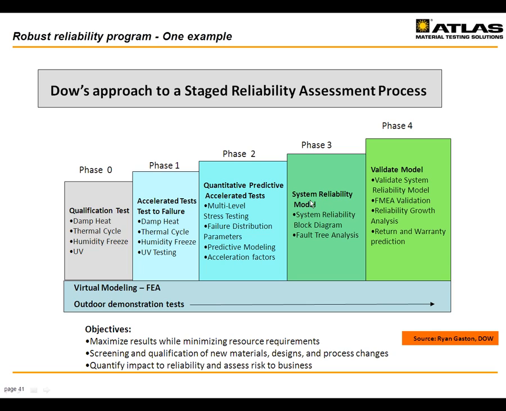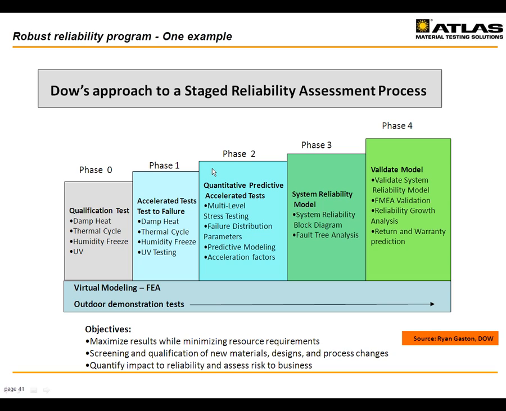In phase 3, where they're looking at system reliability model, they're using system reliability block diagrams, they're using FMEA and fault tree analysis to determine what's causing failures where they do occur. And then in phase 4, they're looking to validate the models that they've come up with in phase 3. So I have not gone through these in any detail, but again, they'll be here for you to look at. And if you have any questions about how to employ something like this, by all means contact us and we can help you with that.